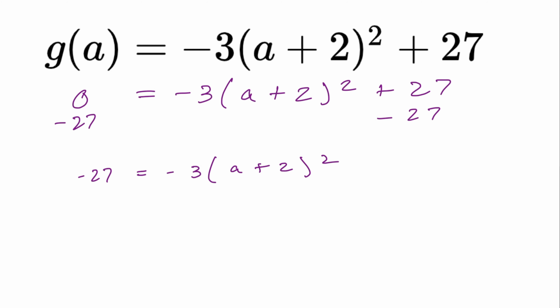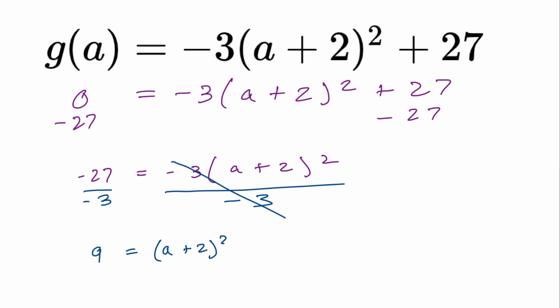At this point, you would divide by your a, well, not the a variable, but the a for the vertex form. We divide by the negative 3. We're trying to get everything down to just the parentheses squared here. Okay, so that would cancel. Negative 27 divided by negative 3 is positive 9. And so we get 9 is equal to (a plus 2) squared. Now that we got rid of everything around this squared, we can take the square root of both sides.